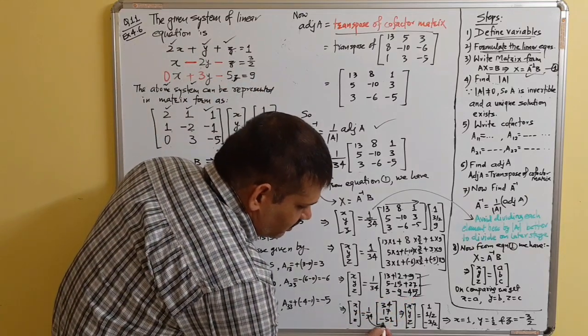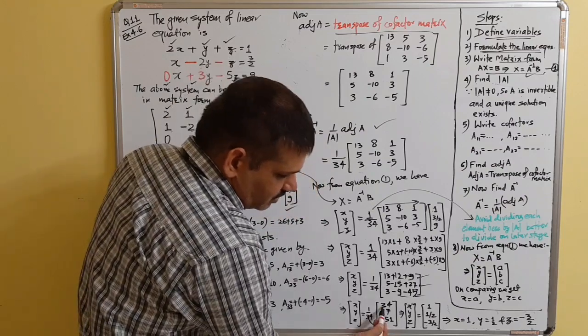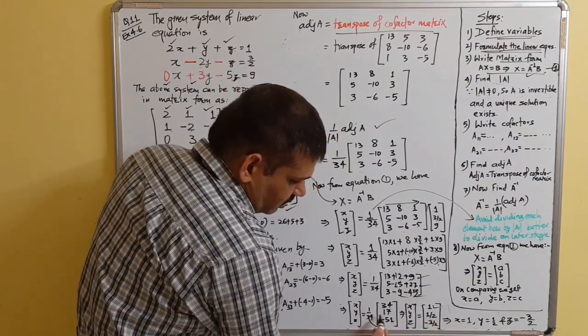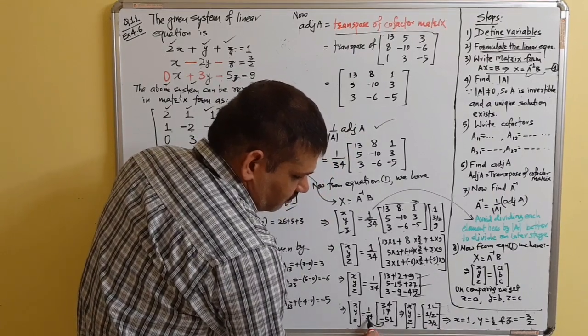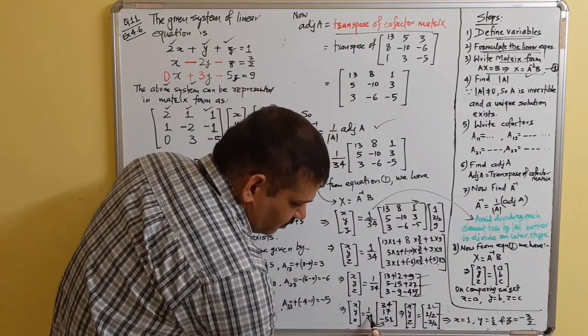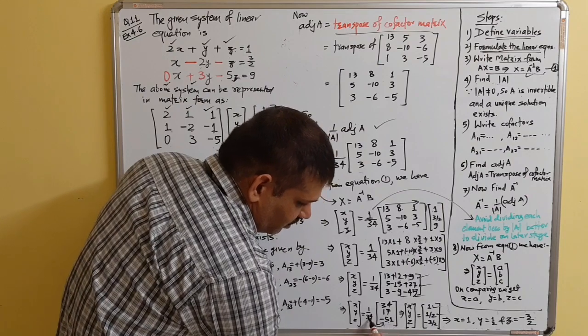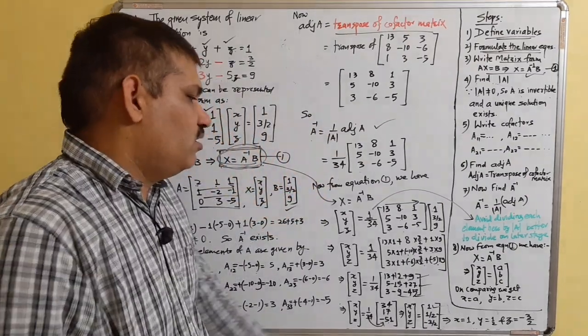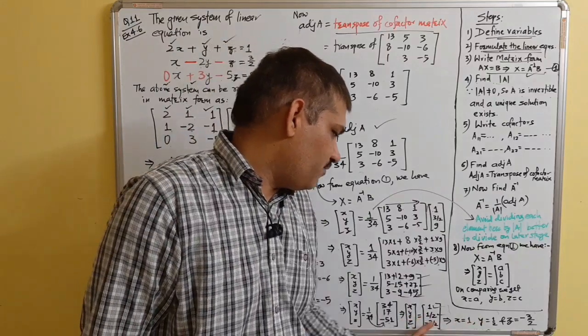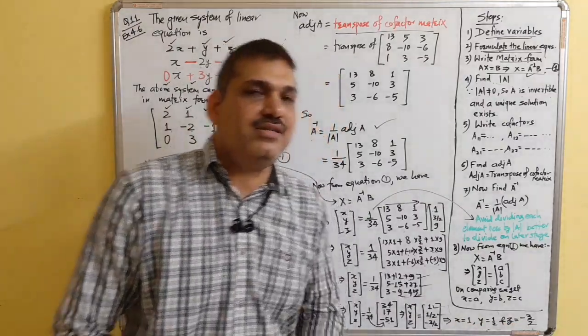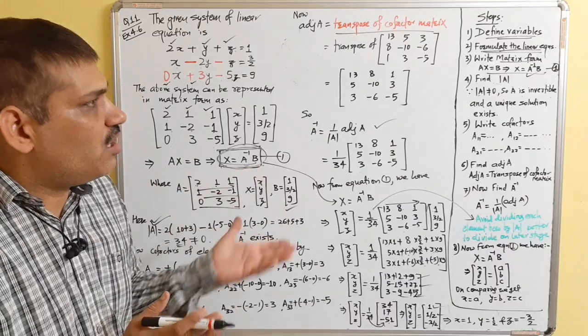Now we divide each and every term by 34, so this gives us 1. 17 upon 34 gives us half. Minus 51 upon 34, we cancel with the table of 17: 17 times 3 is 51, 17 times 2 is 34. This gives us x is equal to 1, y is equal to half, and z is equal to minus 3 by 2. This is how we solve.